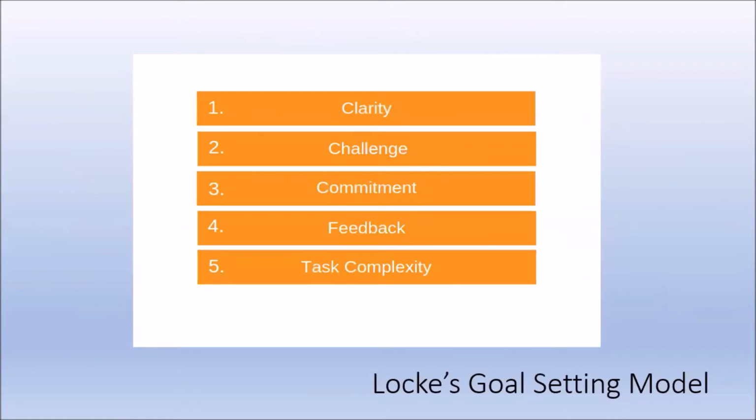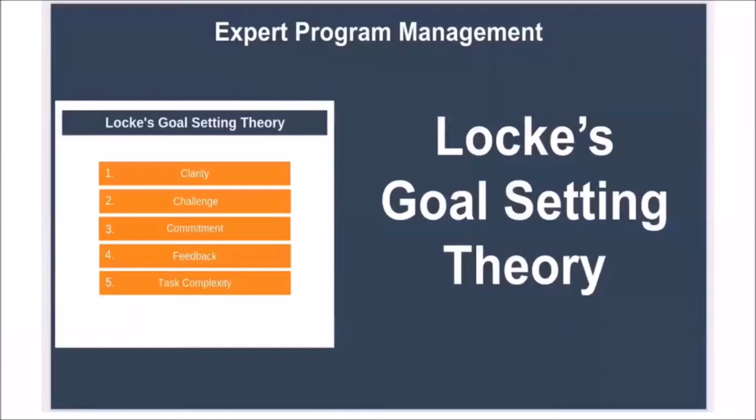In Locke's goal setting theory, it focuses on these 5 important aspects: the clarity, the challenge, the commitment, feedback, and task complexity. So now I will share with all of you one of the videos by Program Management about the 5 aspects in Locke's goal setting theory and how to apply these 5 aspects in organizations.